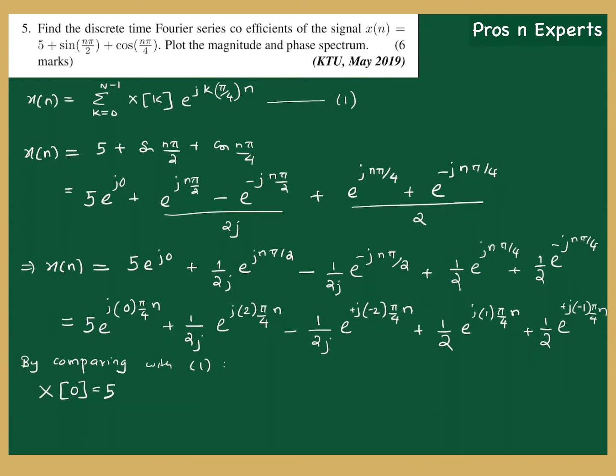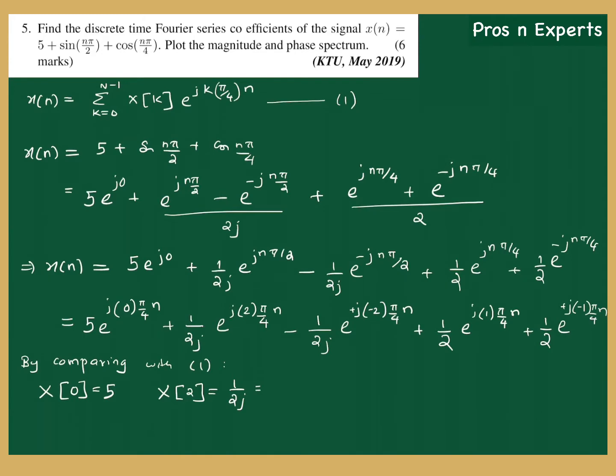Now when you come to the next term, you have to compare that x of k is 1 by 2j. Whatever be the coefficient of the signal, that is 1 by 2j, is x of k. And what is k? E raised to jk pi by 4n, e raised to j2 pi by 4n. So clearly k equal to 2. So I can write x of 2 is equal to 1 by 2j.